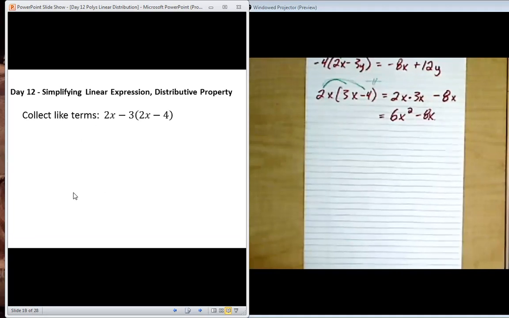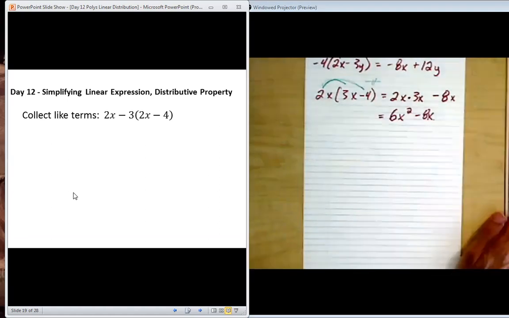See? So this one gets a little fancier. We got that 2x out in front. That makes this question a little different than the earlier ones. So I'll show you how this one works.